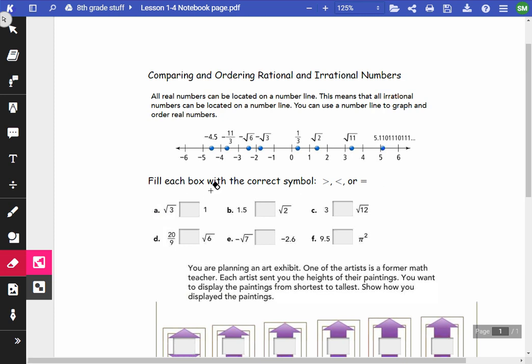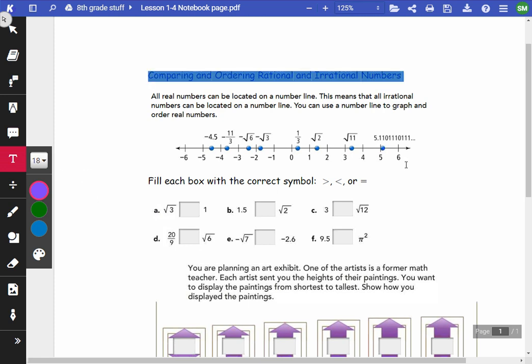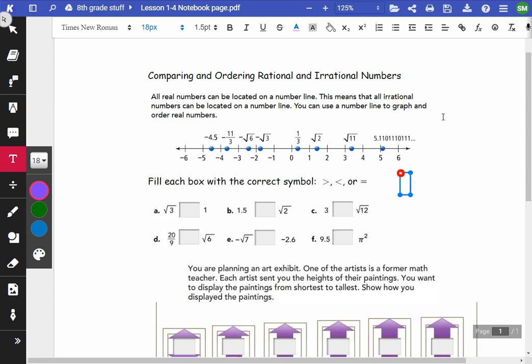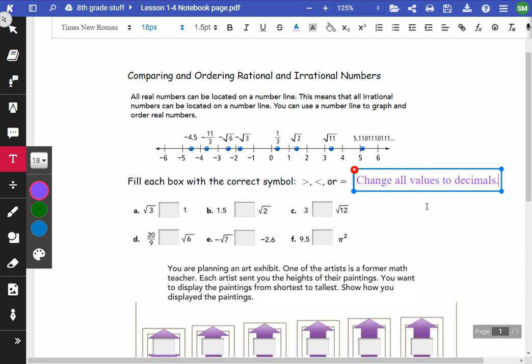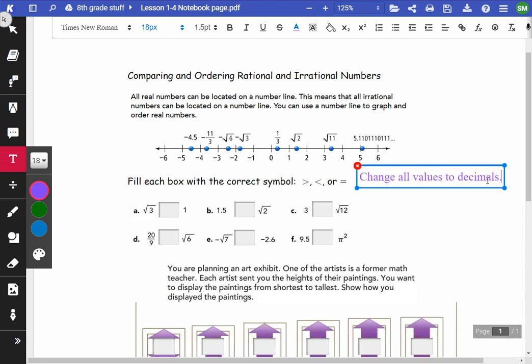We're going to go here to this: fill each box with the correct symbol, greater than, less than, or equal to. The first thing we need to do, and I'm going to create a text box over here, and it's going to have instructions in it. You might want to do this too. The first thing we need to do is change all values to decimals. Okay, so we're going to change all the values to decimals. Then compare.